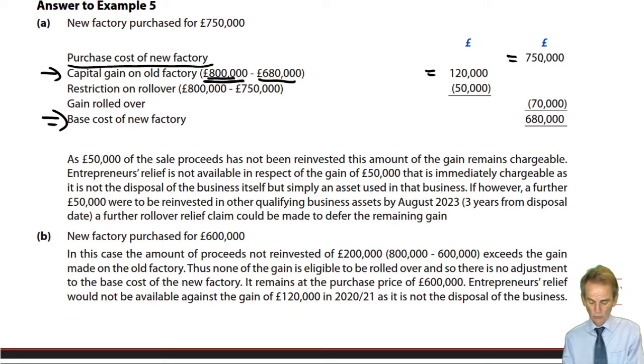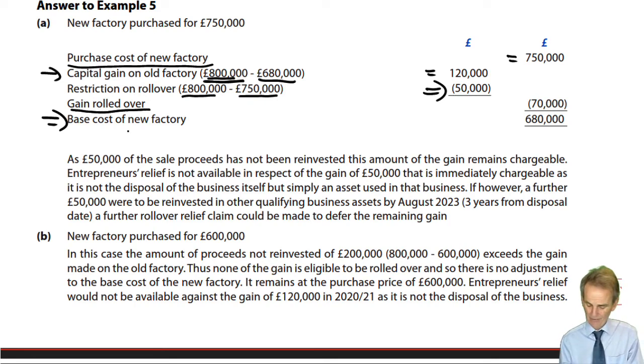£750,000. Therefore, we sold for 800,000. We bought for 750,000. What does that mean? We have taken out 50,000 of those proceeds on this deal. We have failed to reinvest. And any amount of those proceeds we fail to reinvest, that amount of the gain would be chargeable immediately. There'd be no rollover relief in relation to it. So the balance of the gain is what remains chargeable.